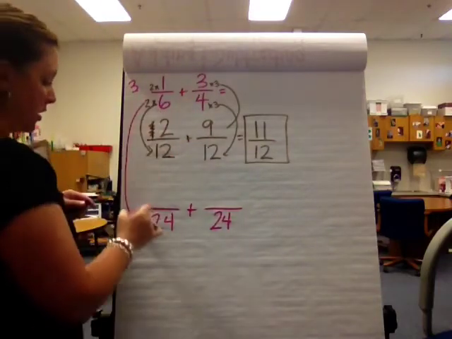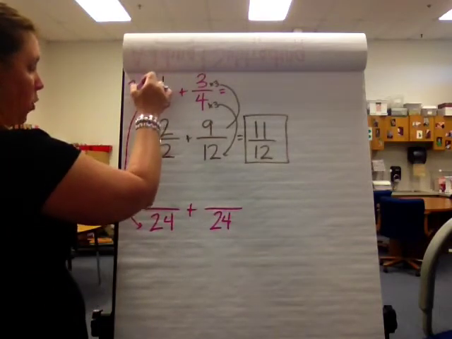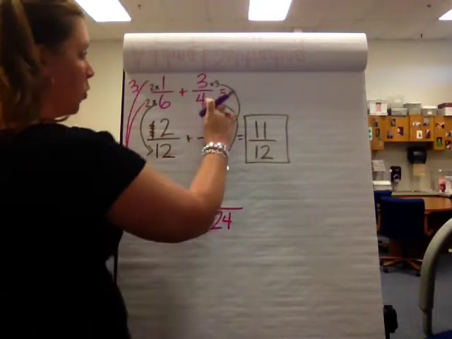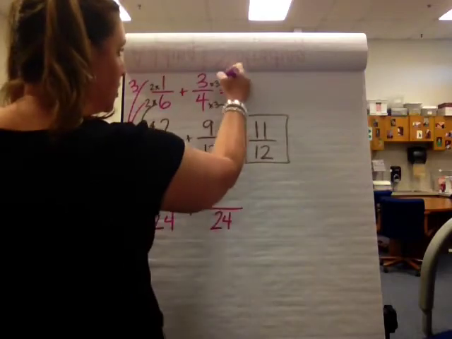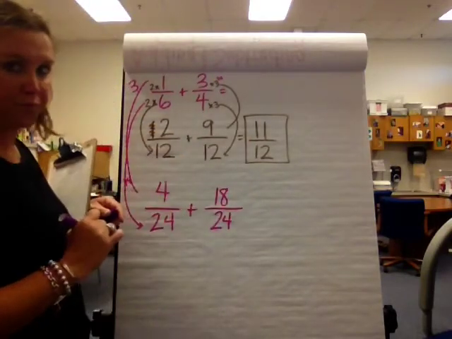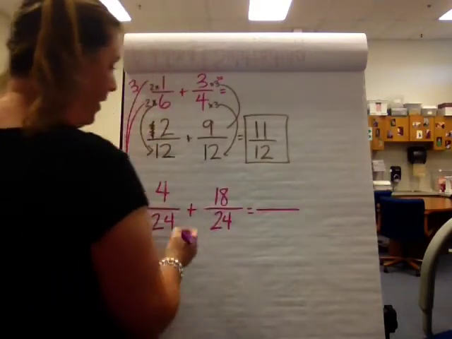So therefore, what did I do to get from 6 to 24? I multiplied it times 4. So therefore, 1 times 4 is going to be 4. Okay? What did I do from 4 to get to 24? Times 6. So then 3 times 6 is 18. Okay? So now I'm going to add.